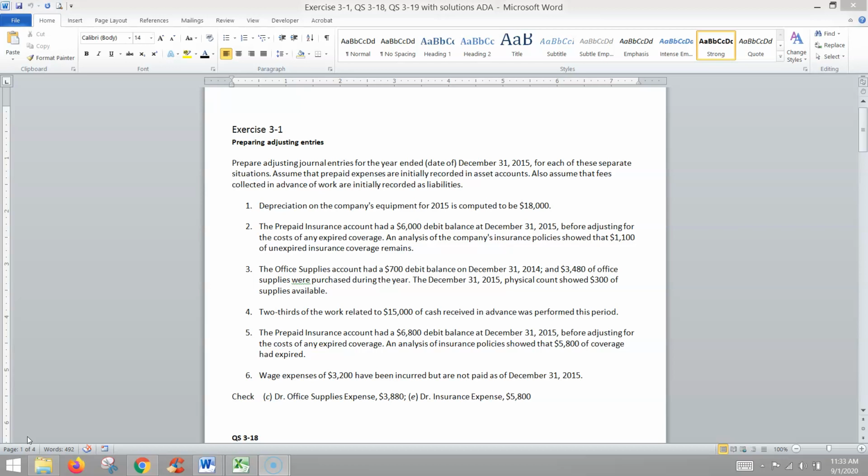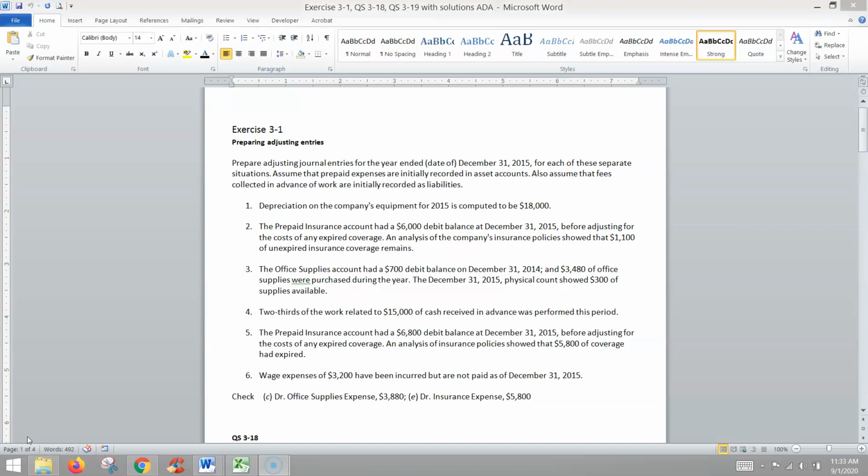So the instructions are to prepare adjusting journal entries for the year ended December 31st, 2015, for each of these separate situations. Assume that prepaid expenses are initially recorded in asset accounts like prepaid expenses, prepaid rent, etc. Also assume that fees collected in advance of work are initially recorded as liabilities like unearned revenue.